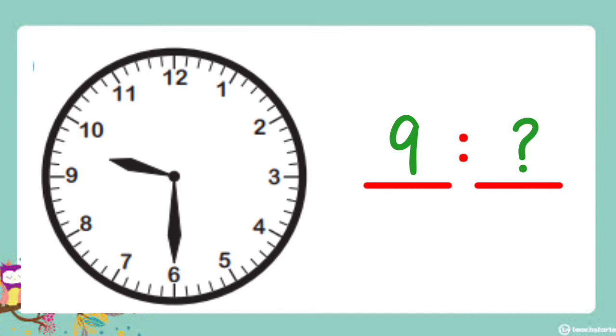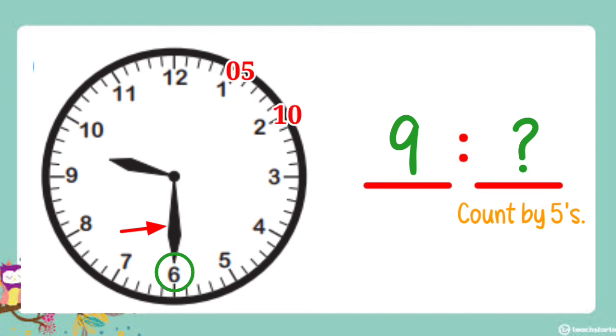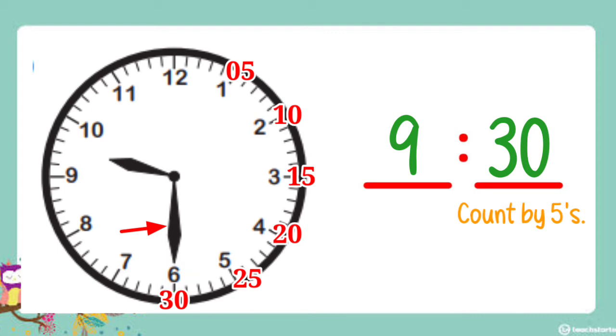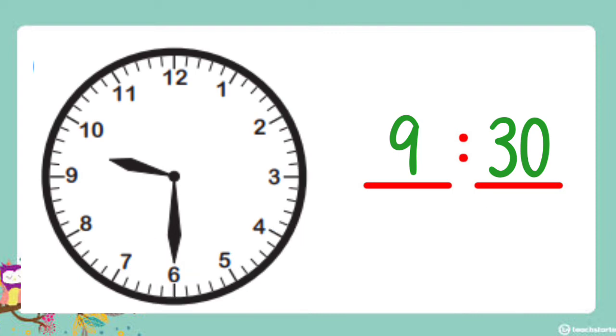Now, let us have the minutes. We have to look at the minute hand. Where is it pointing? It's pointing at number 6. What should we do for minutes again? We should count by 5s. 5, 10, 15, 20, 25, 30. So, the number of minutes on this clock is 30. Therefore, the time on this clock is 9:30. Another one.